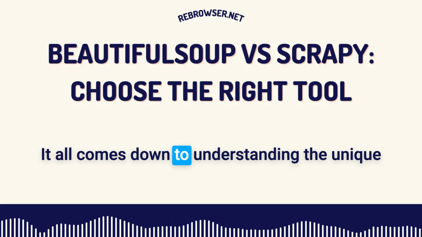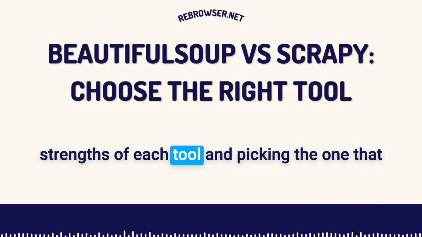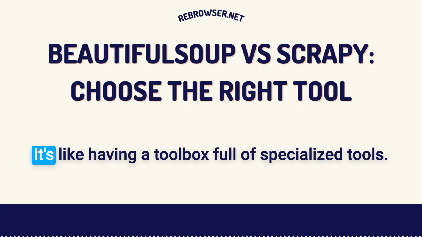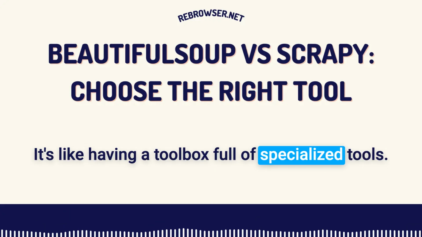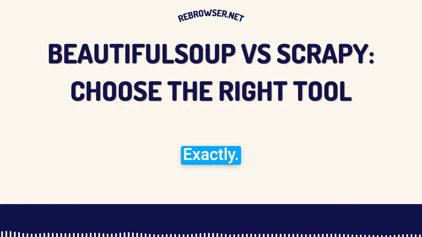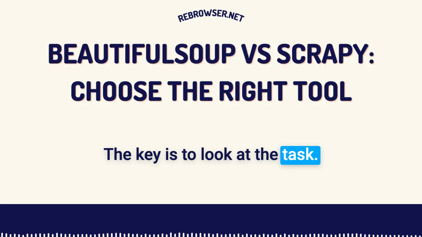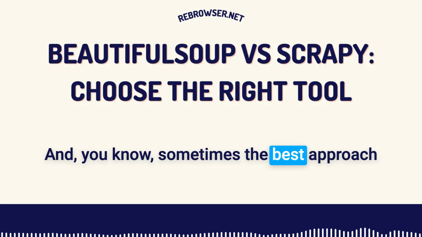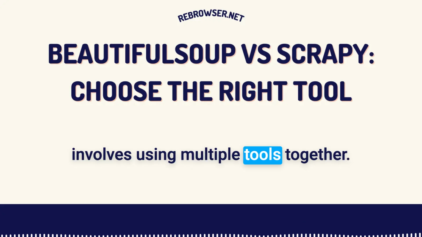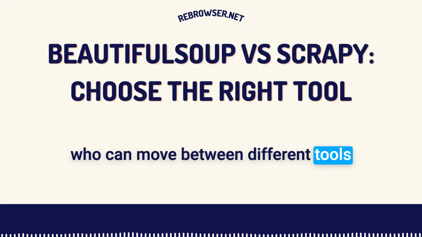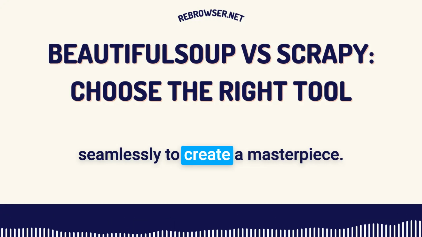It all comes down to understanding the unique strengths of each tool and picking the one that aligns perfectly with the needs of your project. It's like having a toolbox full of specialized tools. You wouldn't use a hammer to tighten a screw, would you? Exactly. The key is to look at the task and then choose the right tool for the job. And sometimes the best approach involves using multiple tools together. Just like a really skilled craftsperson who can move between different tools seamlessly to create a masterpiece.